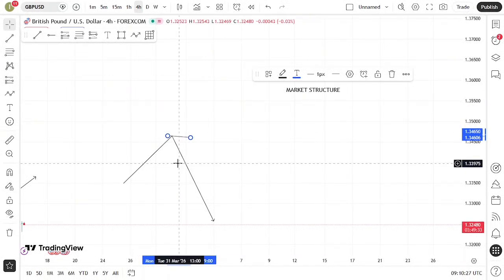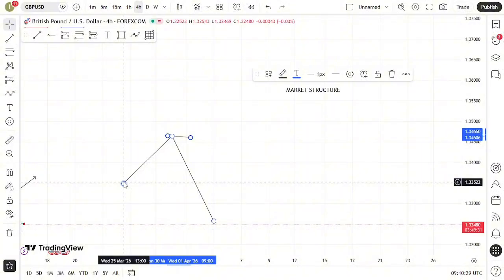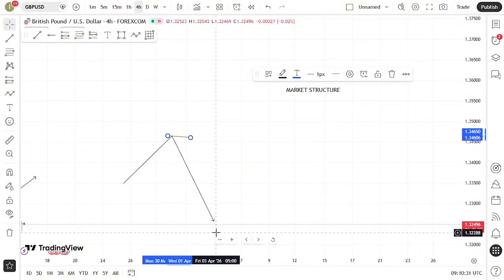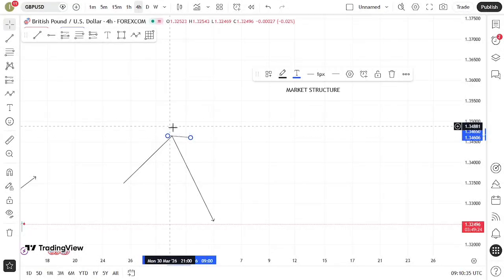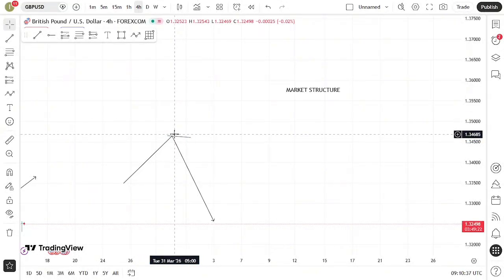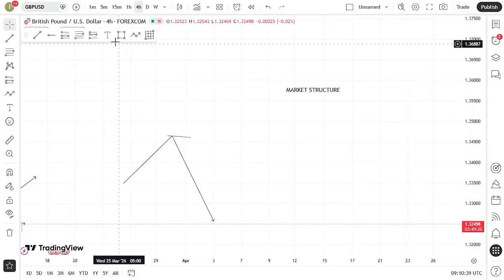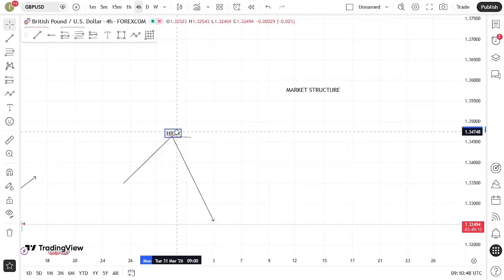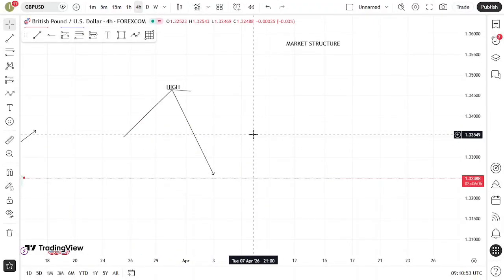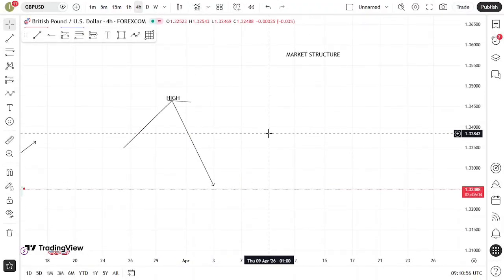I'm going to take it again. When price moves up from here to here and then turns back down, that point here is called your high. I'm going to be typing it. It's called your high. Is that clear? That point is called your high.